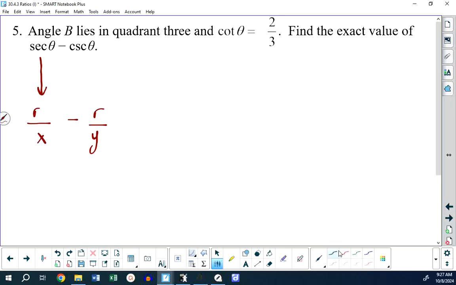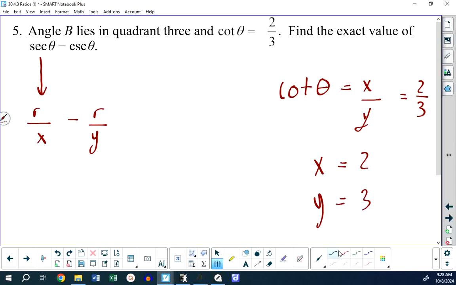So what do we know here? We also know cotangent of theta is x over y. Can you just ponder that for a second, that cotangent of theta is x over y? Because tangent's y over x and cotangent's a reciprocal. So that means if this is equal to 2/3, x is 2 and y is 3. How many of you are okay with that?